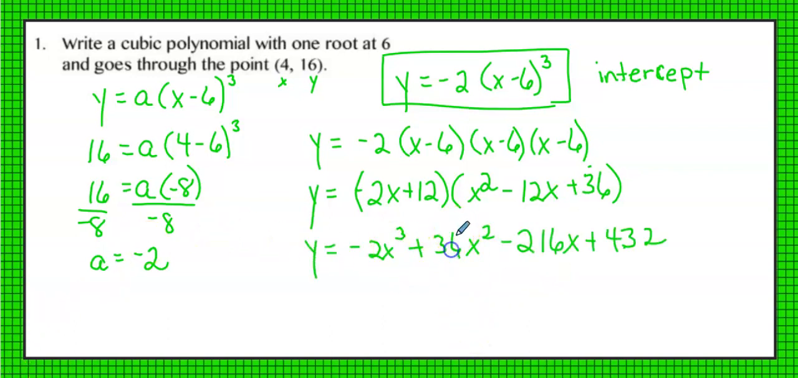That's supposed to be a 6 right there. So standard form looks like this, but again, I would accept intercept form. I just multiplied everything out to get standard form.